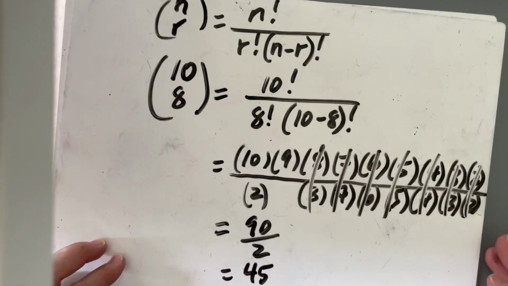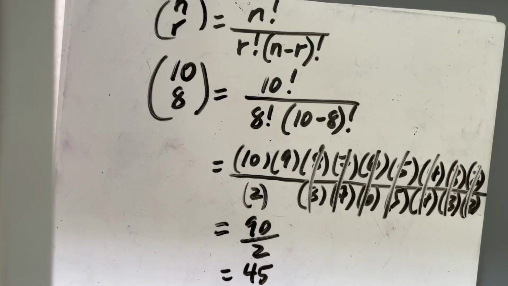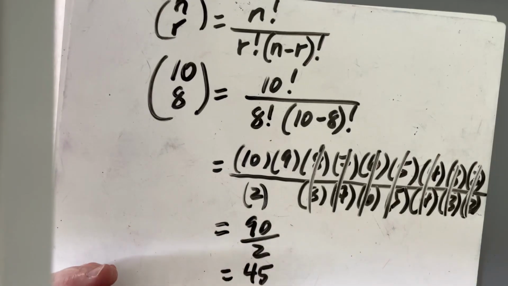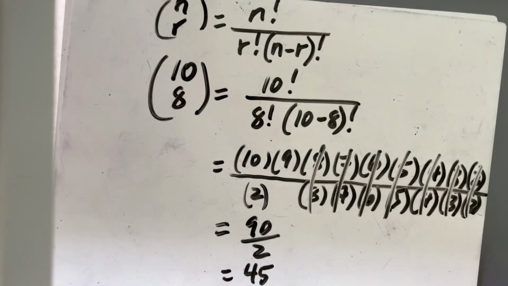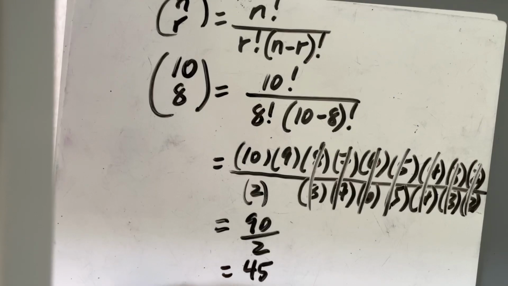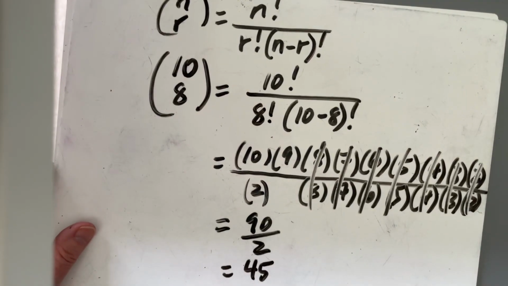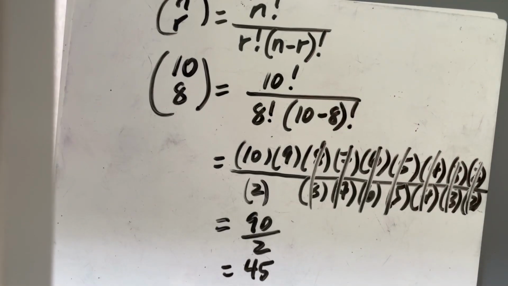So if we did out the rows of Pascal's triangle all the way down to row 10, the one in the position of 8, so remember we start counting at 0, 0, 1, 2, so the 9th one in that row would be the number 45. Okay, so that's the second way, and I'll do another video showing you how to do it on your calculator.